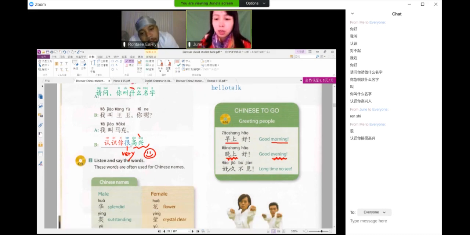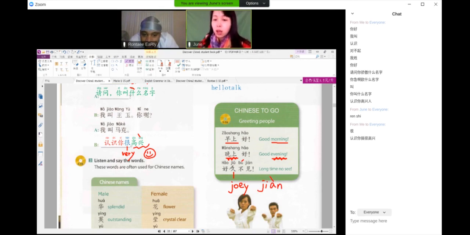And long time no see, we say 好久不见. How do you say that? 久. A little bit like the English Joe, but we need to make it a low tone. So 好久不见. 见, yes, so it's got G, E, N, but falling tone. So 见.